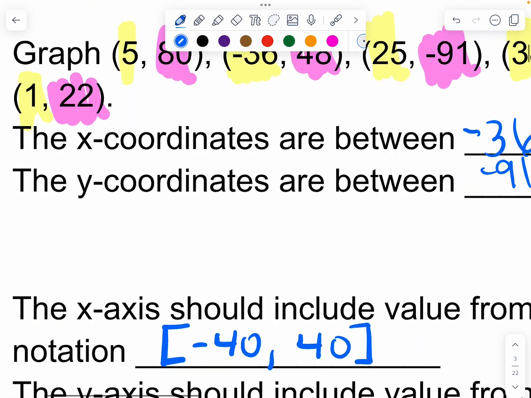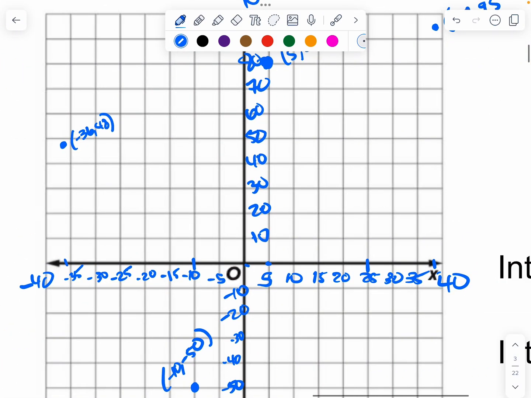And last but not least, (1, 22). So 1 is probably about here, 22 about here. So this is the point (1, 22). Awesome.